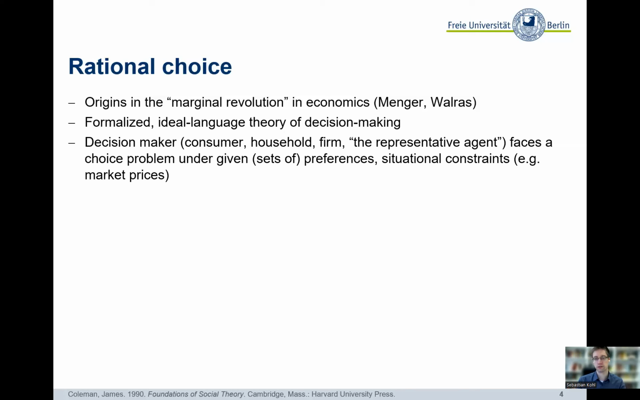individual consumer, a household, a firm. Often it's the so-called representative agent, so it's the typical kind of consumer. And the decision maker is confronted with a choice problem, hence rational choice, where he or she is already equipped with a full set of preferences. We will talk about this also in a second, about what the goals and objectives of a certain actor are. And then the actor sort of prices in situational constraints.